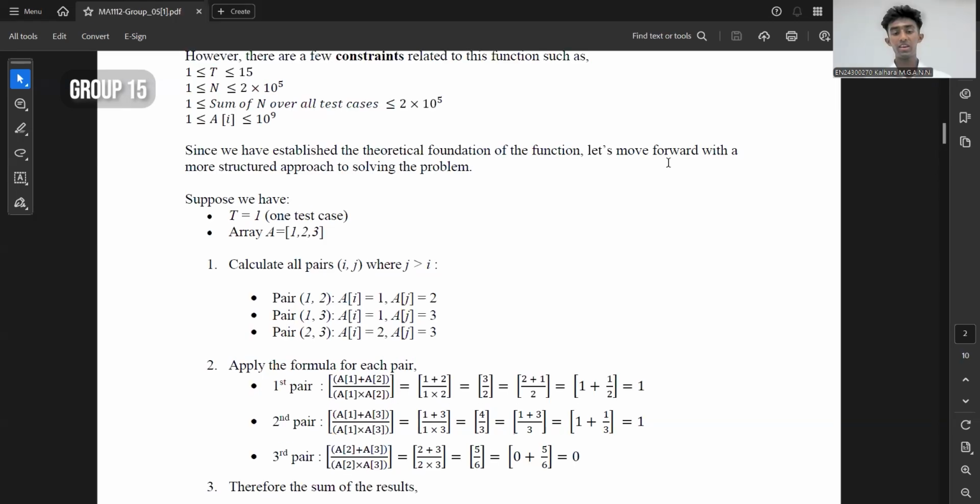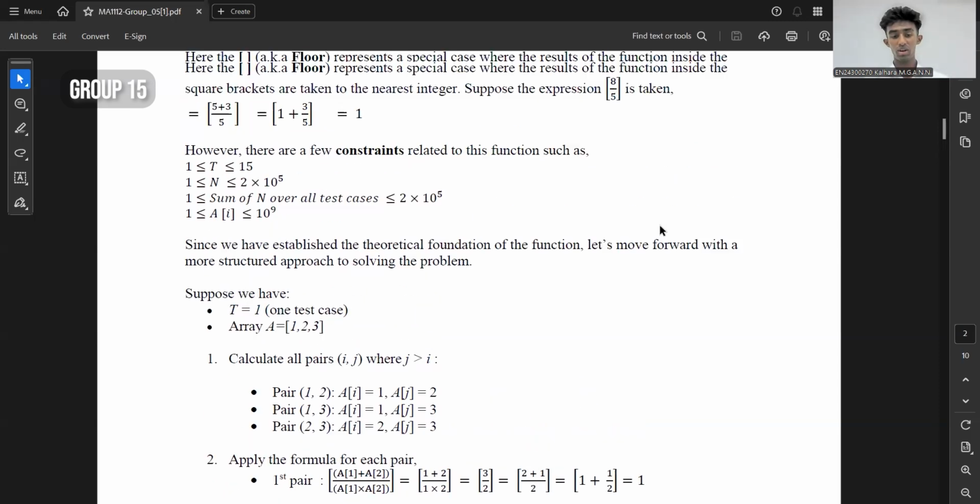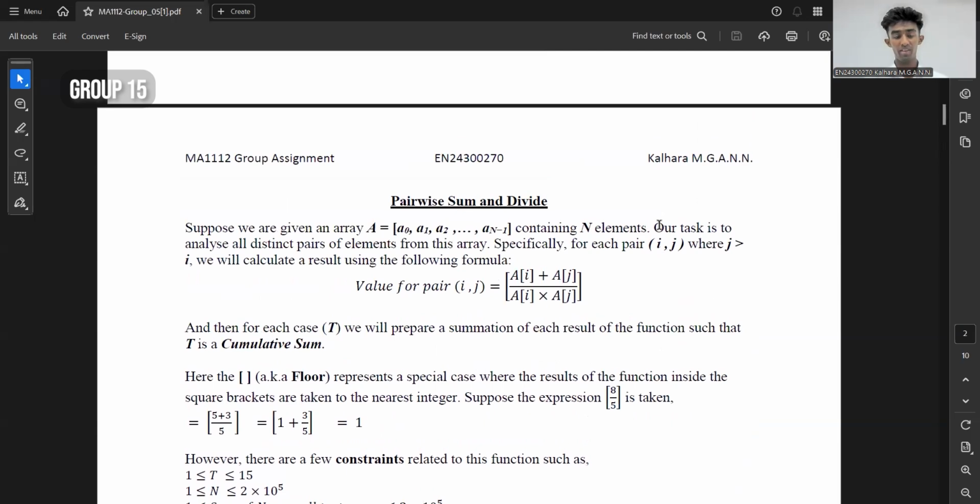We are given an array A with n elements. Our goal is to calculate a result for all distinct pairs i, j, where j is greater than i, using the formula floor of (ai plus aj) over (ai times aj). The floor operation ensures the result is rounded down to the nearest integer. For each test case, the cumulative sum T is the total of all pair values.